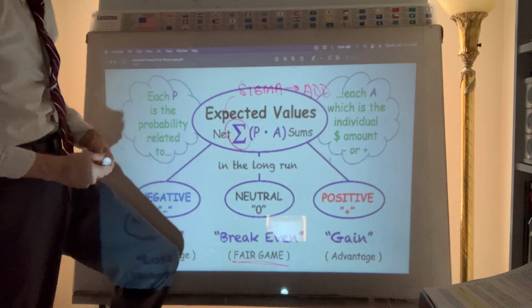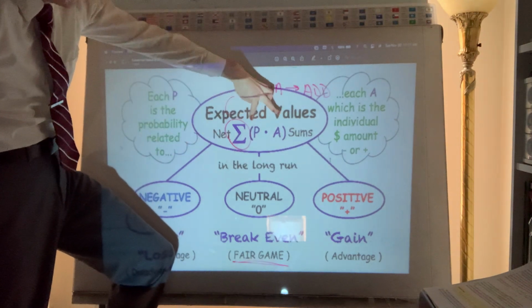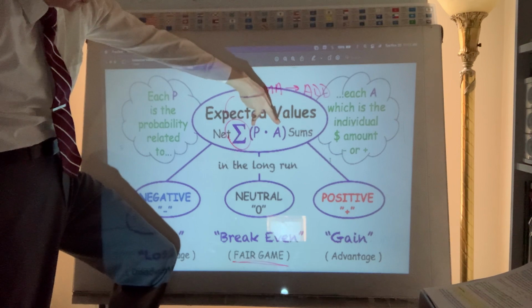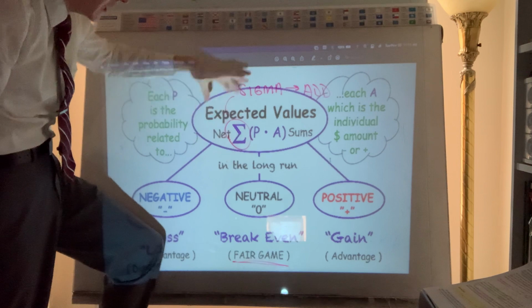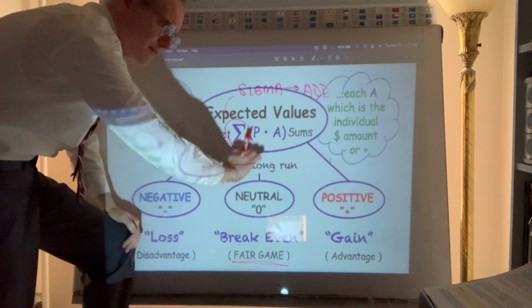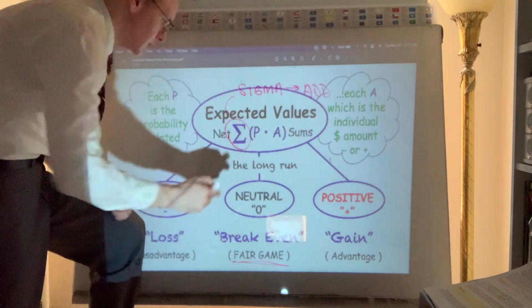So if you see sigma and then in parentheses these two ideas, a probability and essentially an amount, that means that you can have an infinite number of terms.